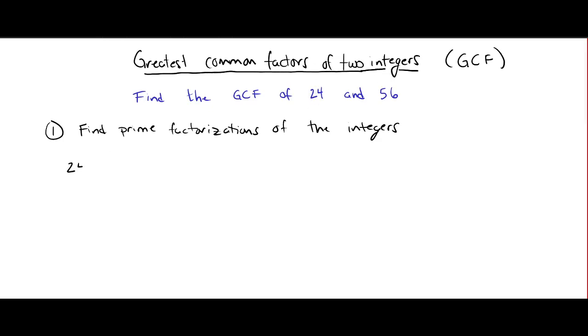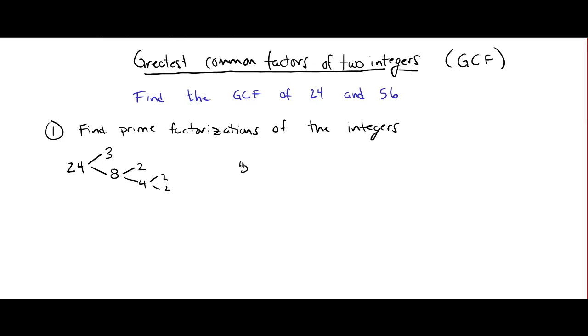So let's factor 24 first. 24 would be 3 times 8, and 8 isn't prime, so we're going to split that 8 as 2 times 4. 4 is still not prime, so we can split that up again, 2 times 2. So 24 is 2 times 2 times 2 times 3. And 2 and 3 are both prime, so we're done there.